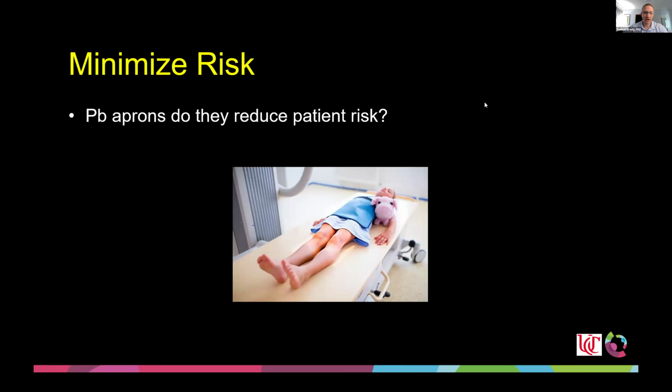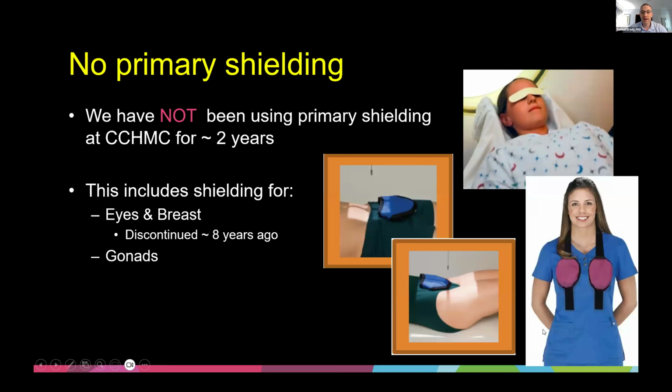All right, and the last thing I want to talk about briefly is lead aprons. Of all the things that are changing in radiography, the use of lead aprons is actually one of the areas. Here in the United States, we have largely discontinued using these lead aprons, or at least there is a movement to stop using them. And so why is that? Well, at our hospital, and like a lot of other hospitals, for well over the last couple of years, we've stopped using primary shielding. In other words, shielding that is directly inside the radiographic field of view. So eyes, breast, and then gonadal shielding.